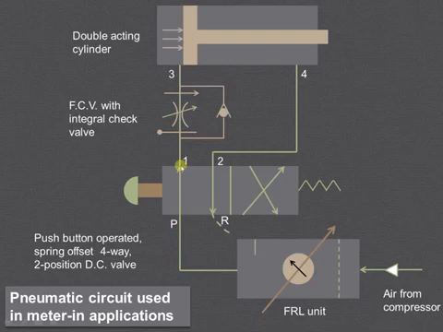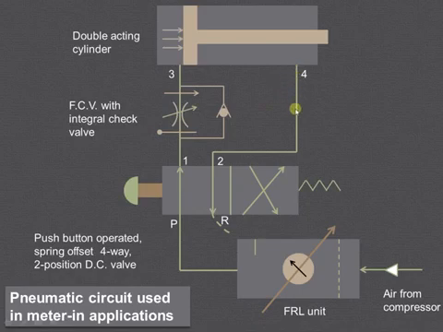From P it enters to 1, then it cannot go from this side because this is the no free flow condition for the check valve, and therefore it has to pass through this particular restricted opening, and therefore the controlled rate of air is achieved. As this air comes inside the cylinder at the controlled rate, the forward motion of this piston along with the piston rod will be slow, and as the air entering the cylinder is controlled, it is known as a metering application.